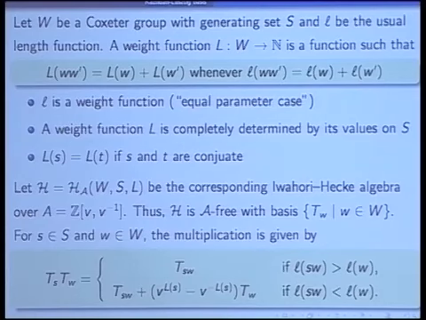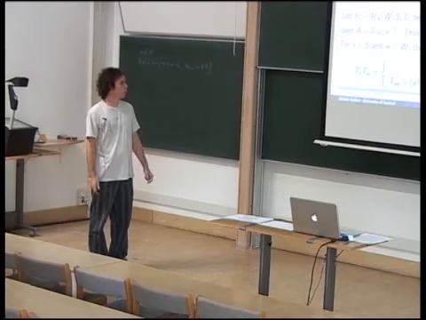T_s T_w, if the length goes up, sw, then it's just T_sw. And if the length goes down, you have this term coming in. So if you put v equal to 1, this term goes away, and you just end up with the group algebra of W. So it's just a deformation of the group algebra.